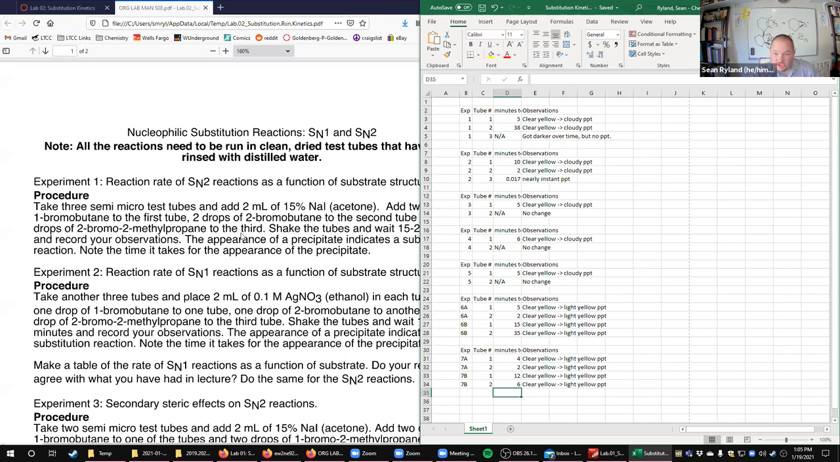So the only thing that's changing in test tubes 1, 2, and 3 is where the bromine is. Is it primary, secondary, tertiary? And then we can look at the results and see how long it took for the reaction to happen. NA just means it doesn't matter; nothing ever changed. No reaction was observed.